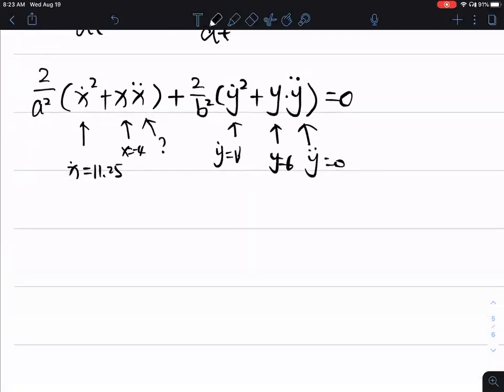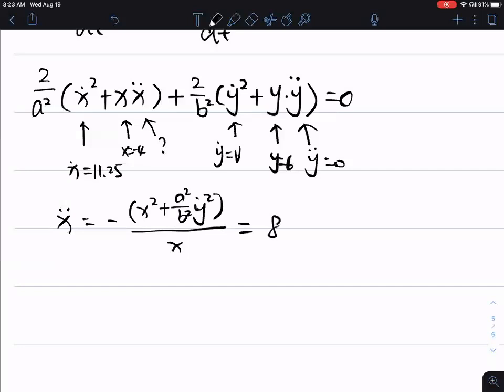Okay, now it's pretty clear. The only unknown here is x double dot, and we can solve for x double dot. Plugging in all the numbers, we end up with 87.89 millimeters per second. Anything wrong here?